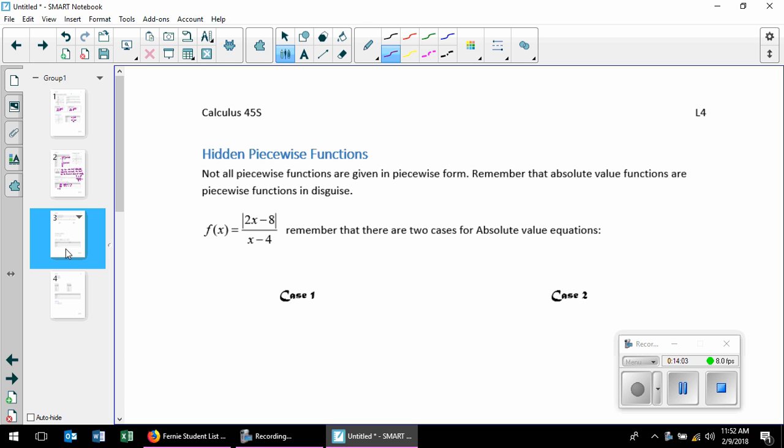Not all piecewise functions are given in piecewise form. Absolute values are piecewise functions. Because you have the part that got flipped up versus the part that was part of the original, that's what you wrote piecewise functions for.